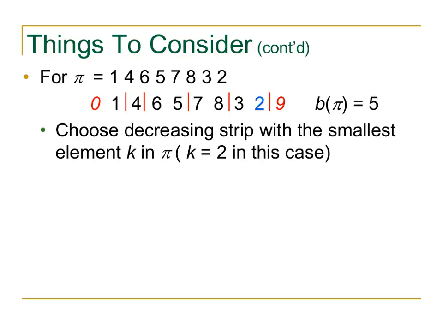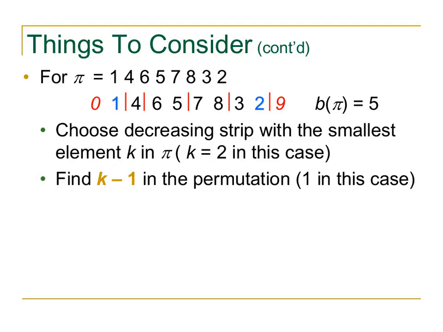Building on our example with pi equals 1, 4, 6, 5, 7, 8, 3, 2, we first pad it with a 0 at the front and a 9 at the end, giving 0, 1, 4, 6, 5, 7, 8, 3, 2, 9. This makes 5 breakpoints, so b pi equals 5. Notice the two decreasing strips, 6, 5, and 3, 2, and pick the one whose smallest element is as small as possible. In our case, that's the strip ending in 2, so we set k equals 2.